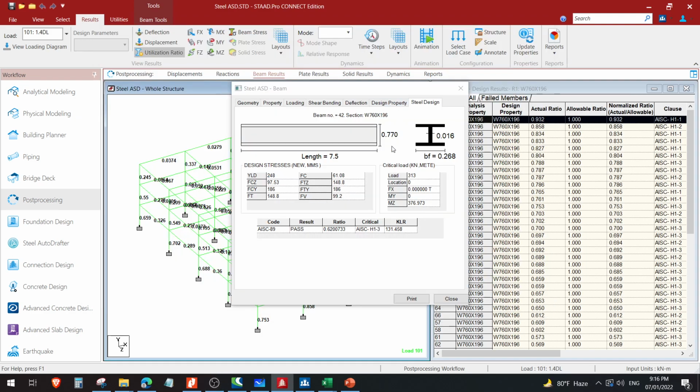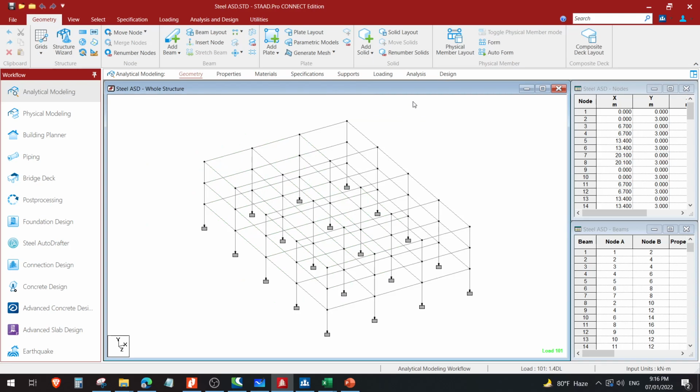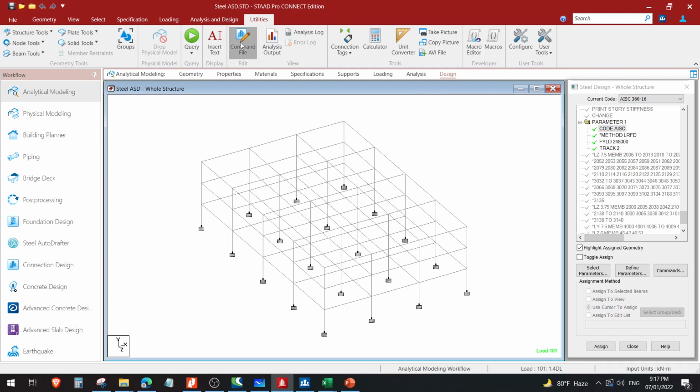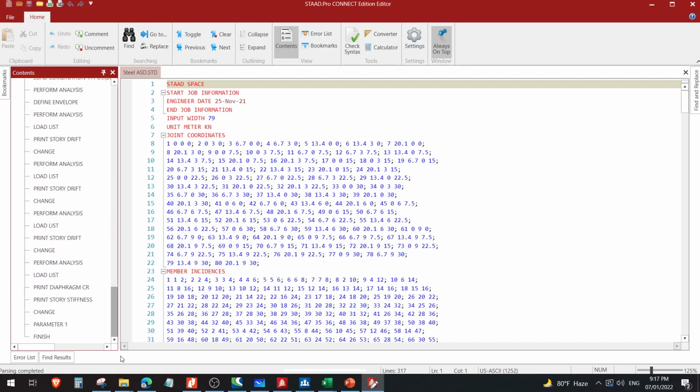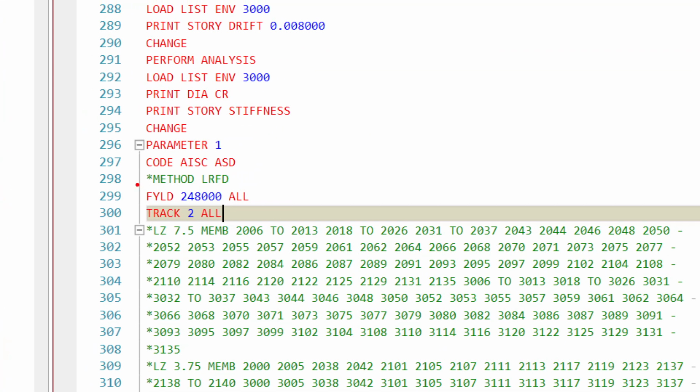Okay, so here we'll check the design result of STAAD, no? But this time we'll be using ASD. So ang ginawa ko sa command file, instead of using LRFD here, ginawa ko siyang comment para ma-ignore siya ni STAAD. Then ang gagawin niyang code is ASD kasi yun yung may available akong spreadsheet to verify the design.